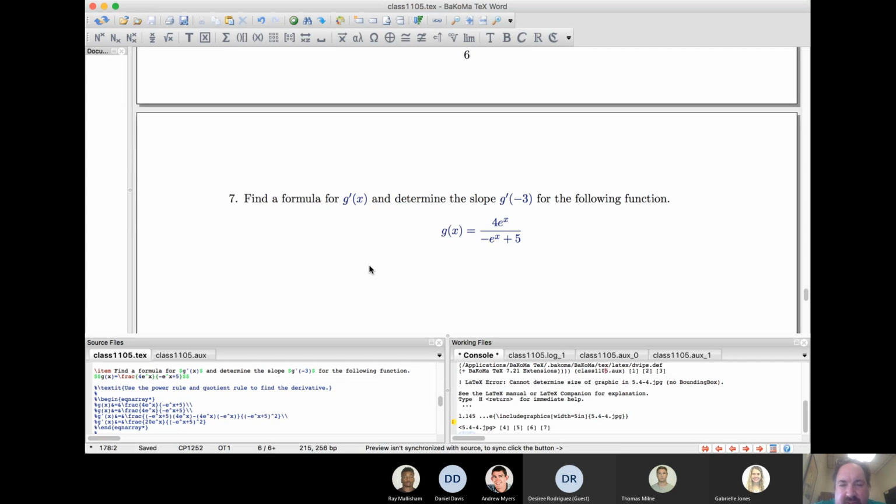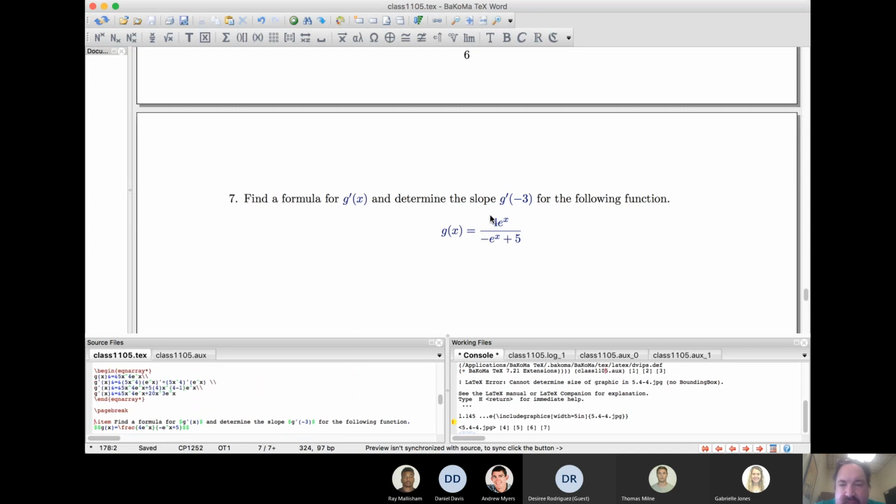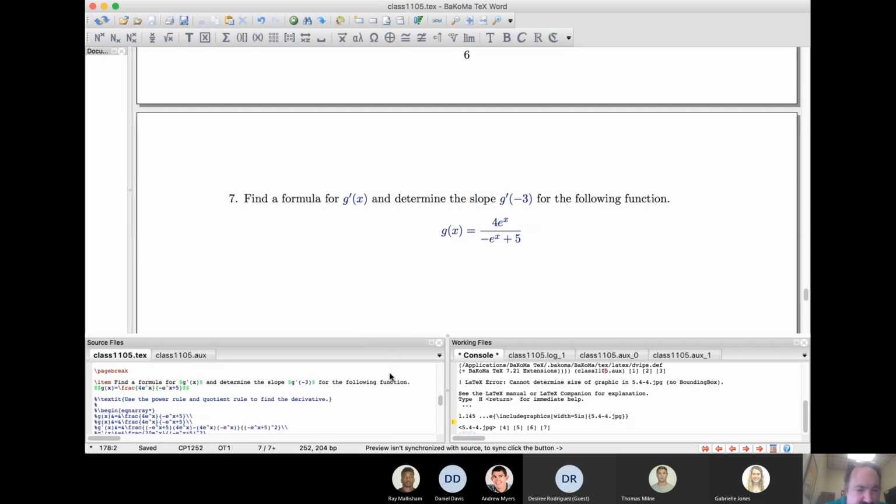Okay, this is similar to another one of the earlier problems. It's just using different notation. Here, you take the derivative, and then you're supposed to plug in x equal -3 to find the slope of the curve at that particular point. Now, unlike previous problems, this one is going to require the quotient rule.